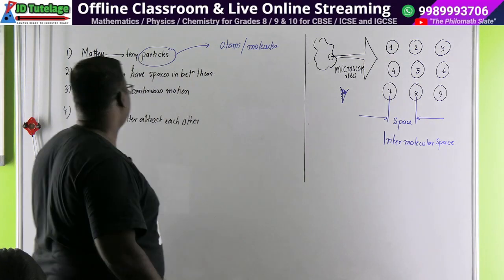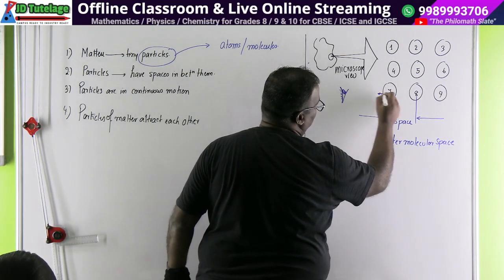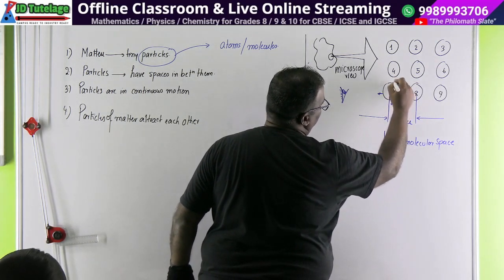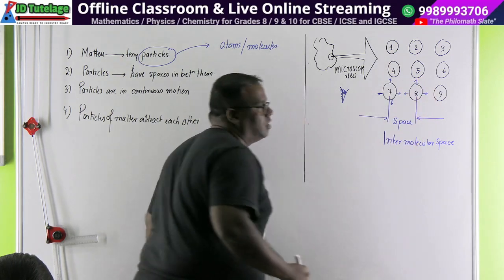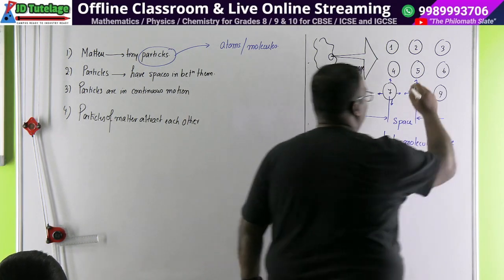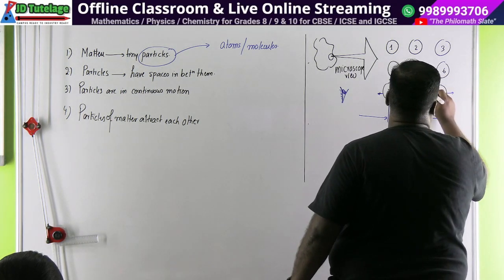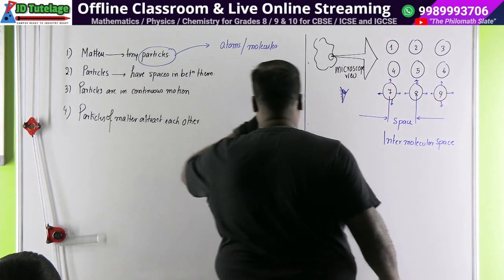Understood? Then we said the particles are in continuous motion. So these will also be in motion. This motion means there will be a random vibration of these particles. The particles are always vibrating about their positions, with some random motion. What is important for you now to understand is that the particles of matter attract each other.